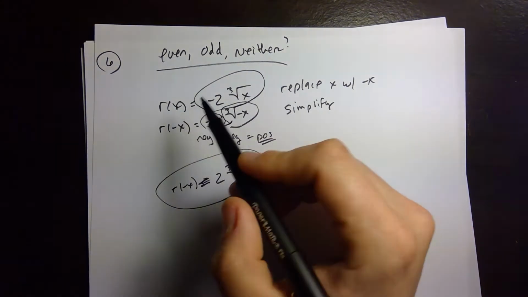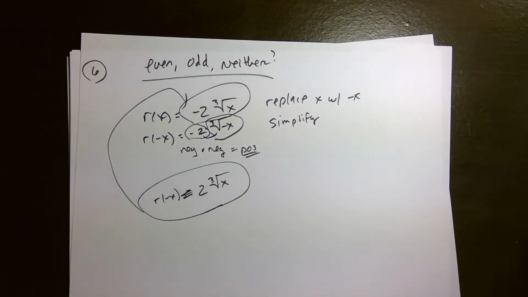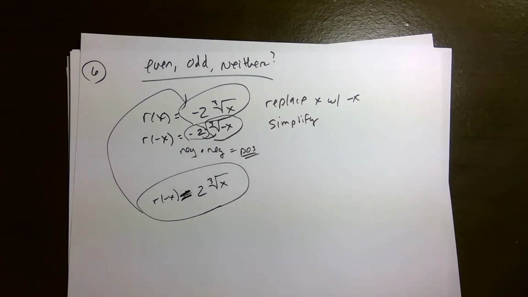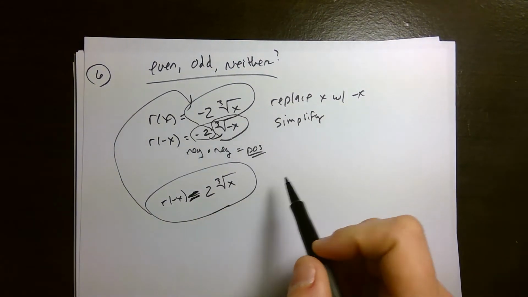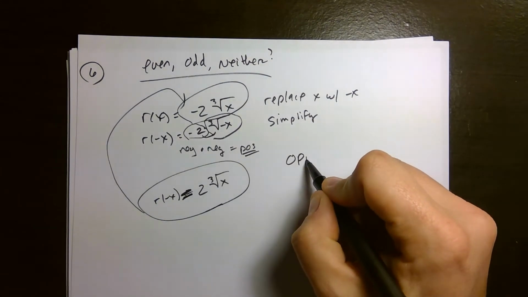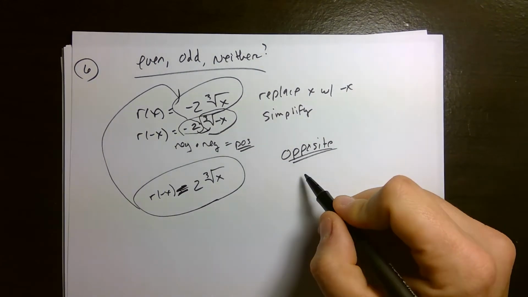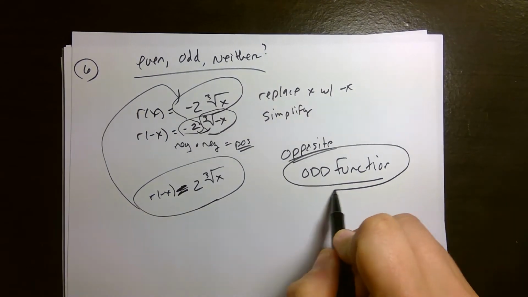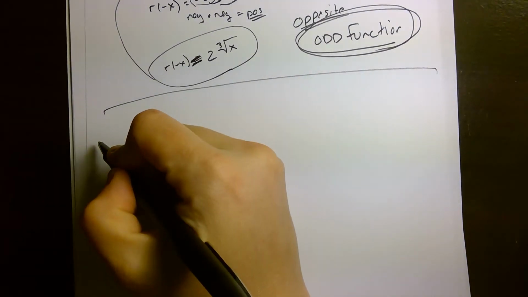Okay, this is what I started with. Now my question is, are these two exactly the same? The answer is no. Then I say, okay, well, are these two exact opposites of each other? And the answer to that is yes, they are opposites. This was -2 cube root of x. This is +2 cube root of x. And so we're going to write over here that these are opposites of each other. And because they are opposites of each other, that tells me that this is an odd function. And in the notes, we had mentioned all the O's stick together. And so this is an odd function, and that's all I need to write. And now I'm done.